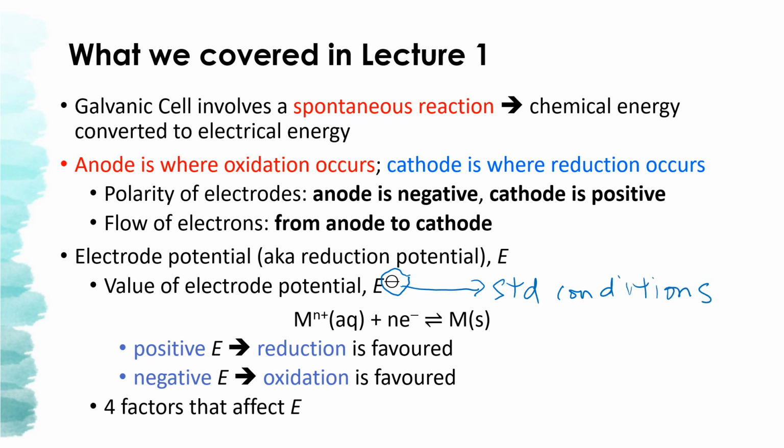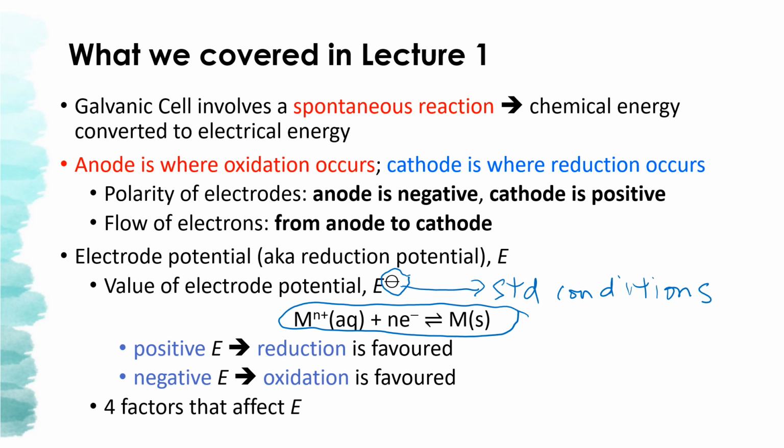The electrode potential is also known as reduction potential. You look at the data in the data booklet and read from left to right, so it will appear something like this. When you read from left to right, it is reduction. If you read from right to left, it will be oxidation.